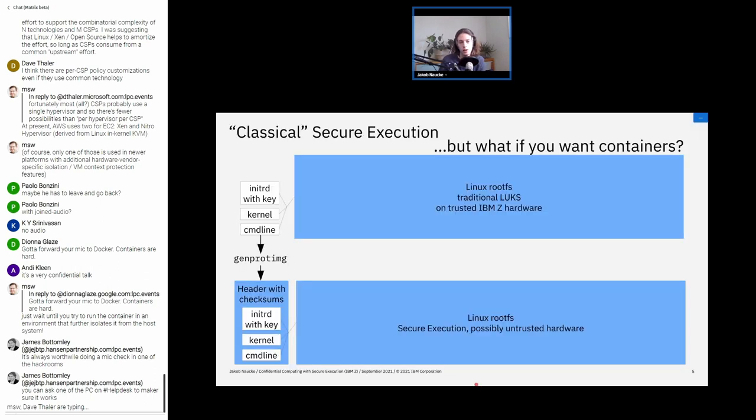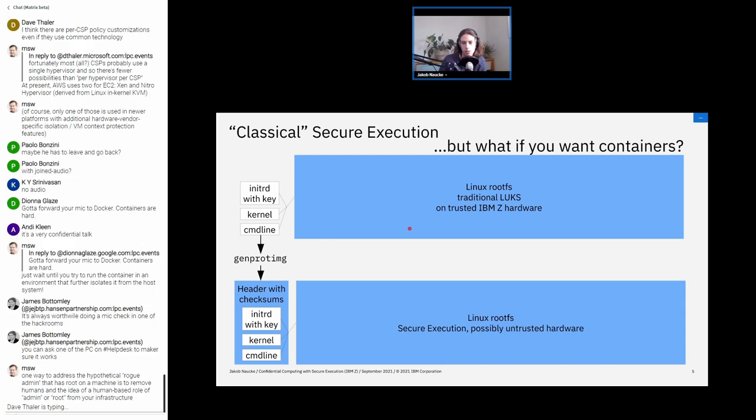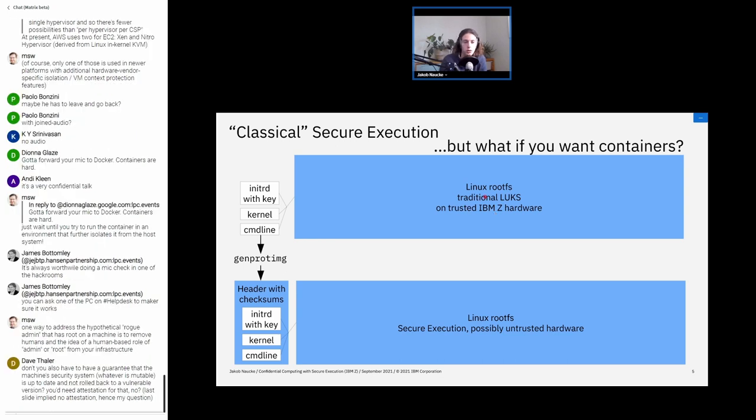what the workflow would look like in classical Secure Execution: you need to bootstrap a Linux system on trusted IBM Z hardware, and that would use LUKS or some sort of disk encryption, because remember, IO remains unprotected. You would have a kernel, a command line and an initrd, and you would put the key to that LUKS root fs into the initrd. This may seem a bit counterintuitive, because now you're shipping the root fs with the key to it, but what you do is you create this secure image, with checksums, and now, because only the machine whose key you used here can decrypt this.